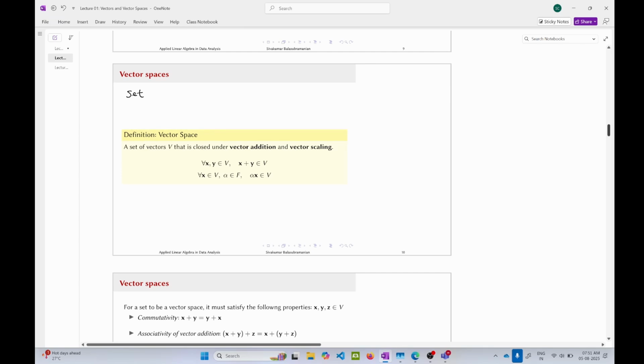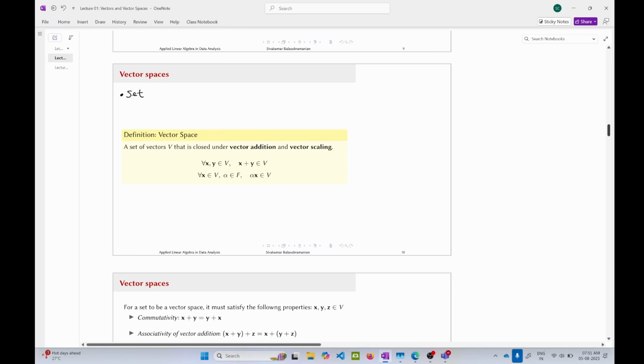When somebody says vector space, the entity that they're talking about is essentially a set. It's a collection of stuff. Then you could ask, well, why not just call it a set then? Why are you giving this special name? We give it a special name because this set has some special properties, and that is why it's given a special name.